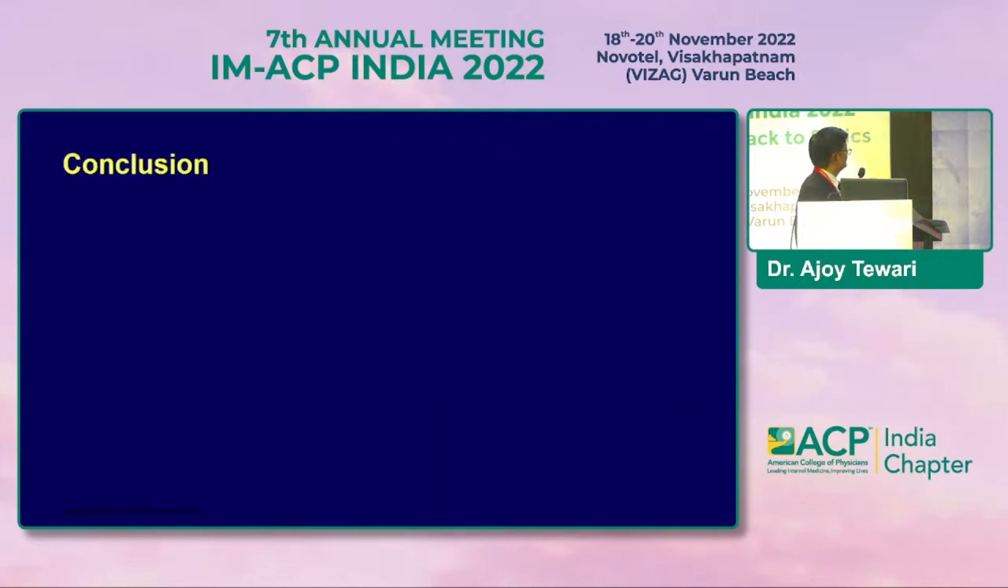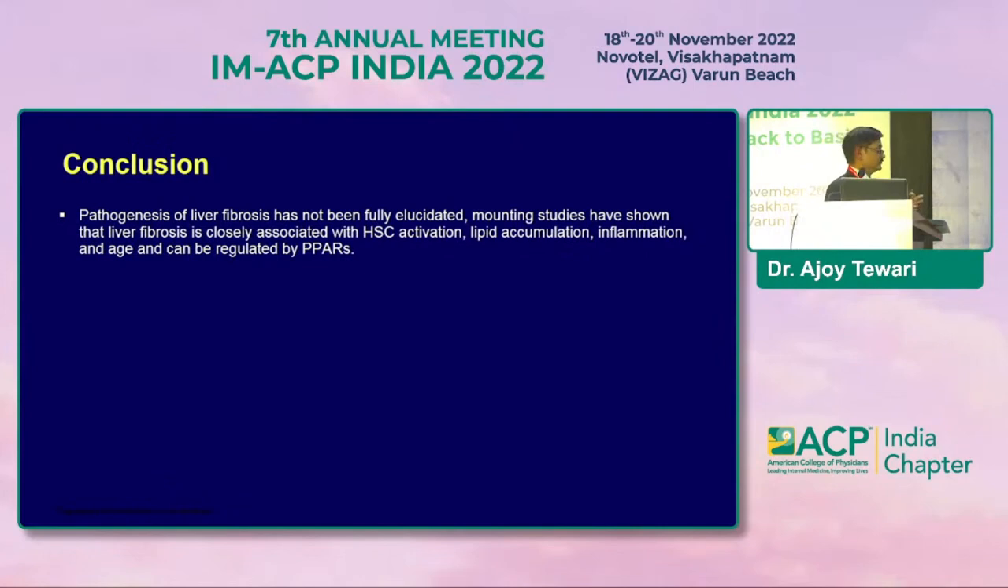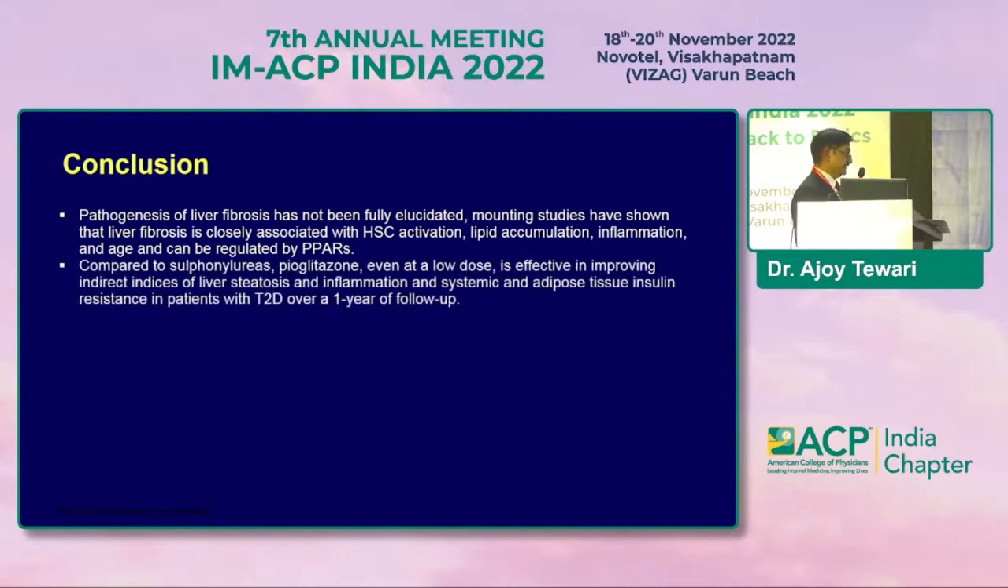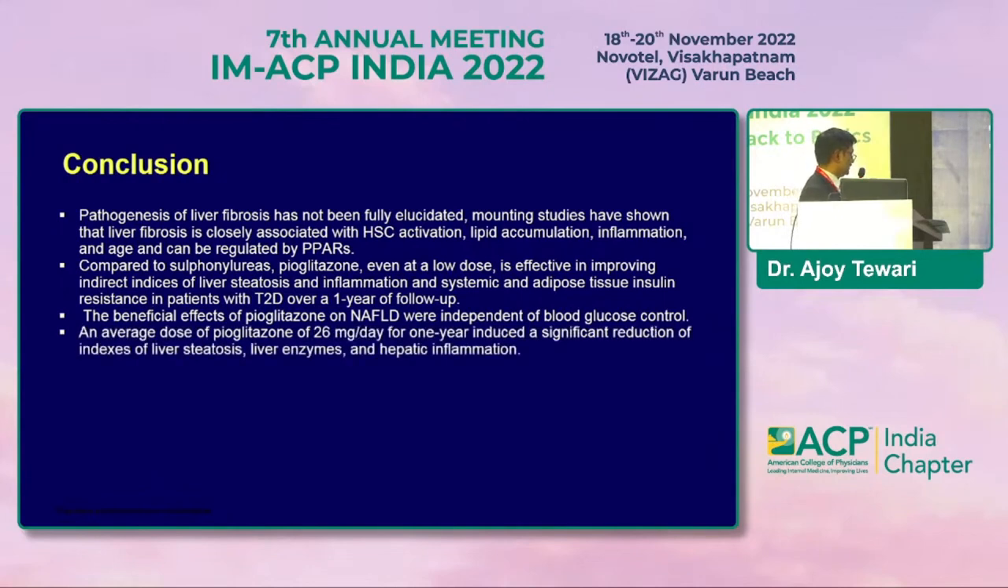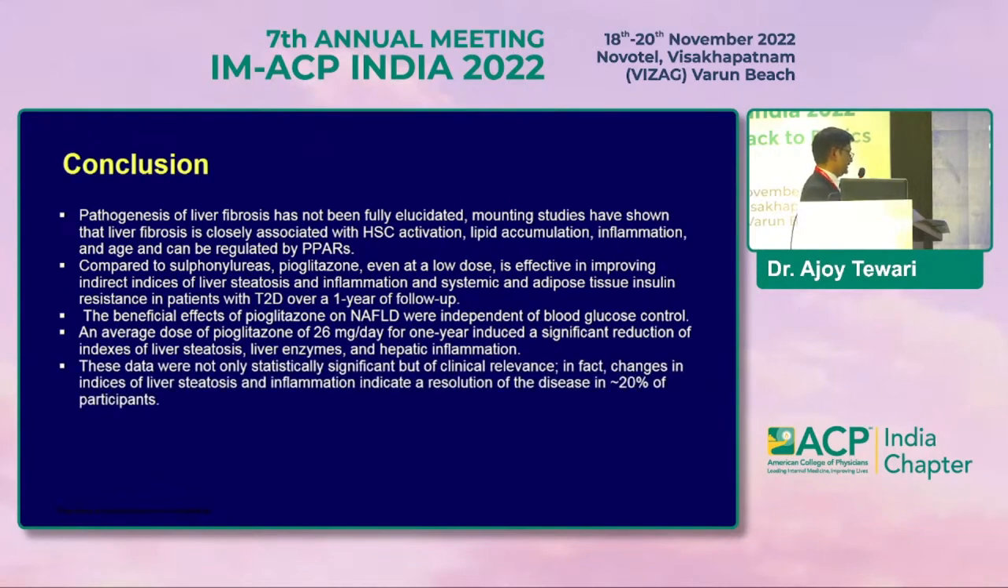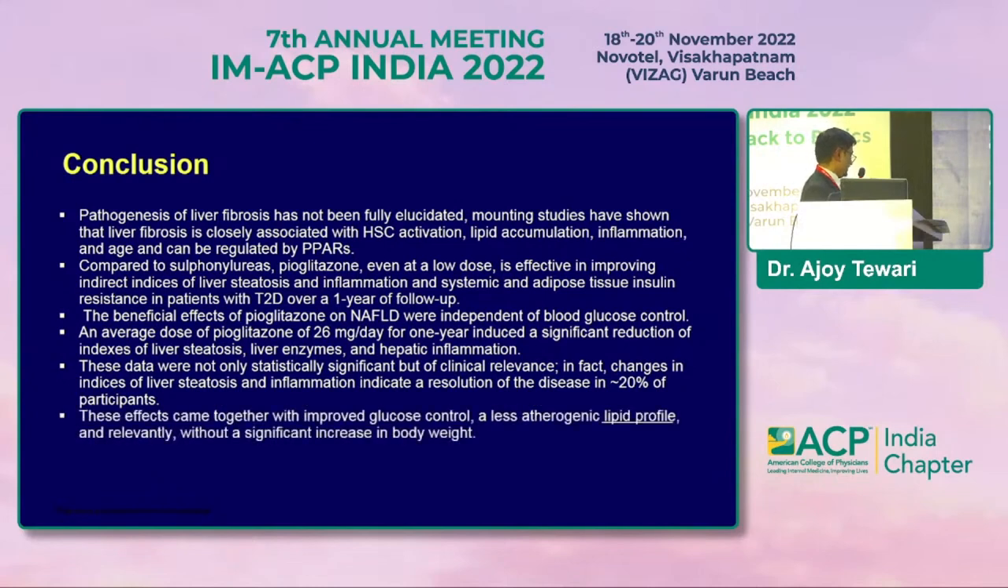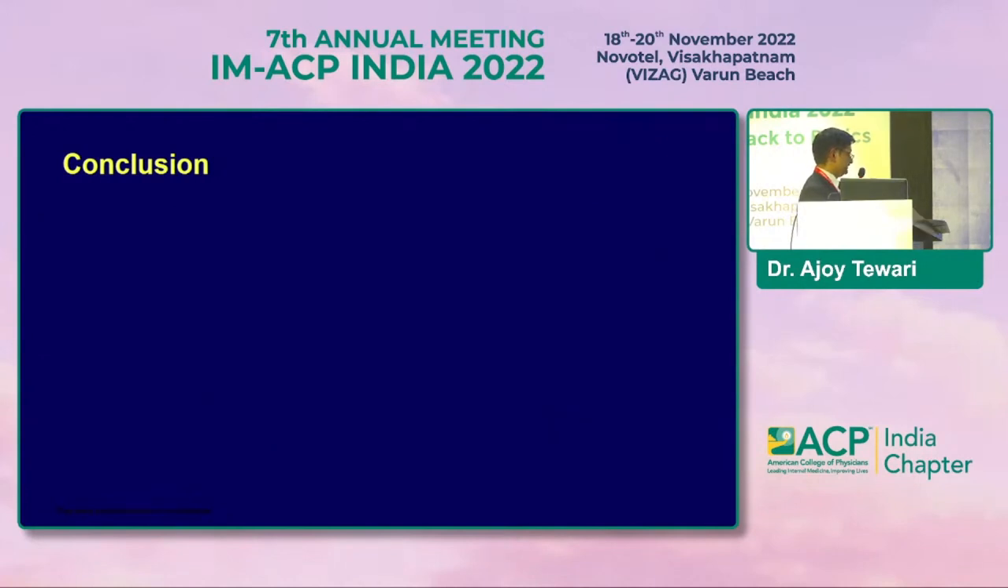Then concluding my talk, so pathogenesis of liver fibrosis has not been fully elucidated. So multiple factors are coming into play, and the repeated hits to the liver, that is the point which is causing the progression from a simple steatosis to steatohepatitis. And pioglitazone, even at low dose, is effective in improving indirect indices of liver steatosis and inflammation and systemic and adipose tissue insulin resistance. The beneficial effects of pioglitazone on NAFLD were independent of blood glucose control, and an average dose of pioglitazone of 26 mg per day for 1 year induced a significant reduction of indices of liver steatosis, liver enzymes, and hepatic inflammation. And these effects came together with improved glucose control, a less atherogenic lipid profile, and relevantly, without a significant increase in body weight.